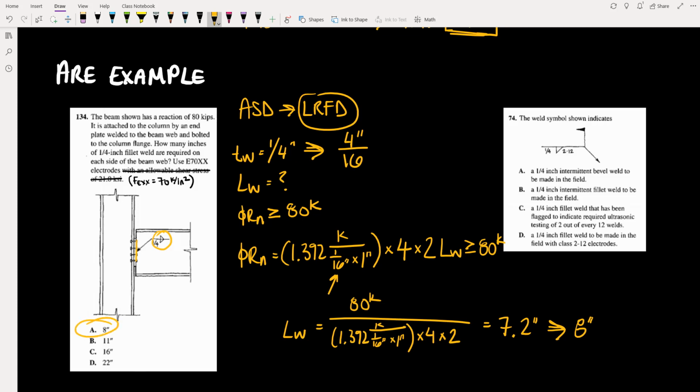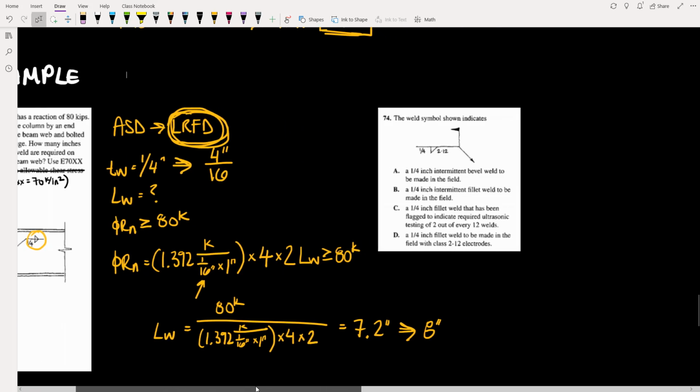So using LRFD, the answer will be A. If you take the ASD approach, you will find that the answer will be slightly higher with B. But for every steel question going forward, we will use LRFD.